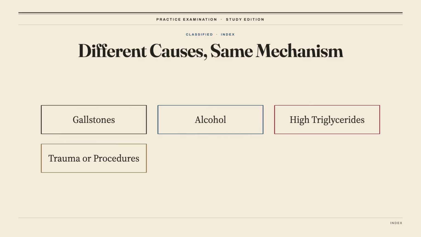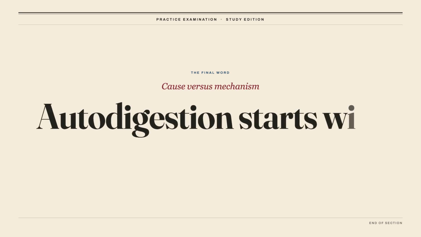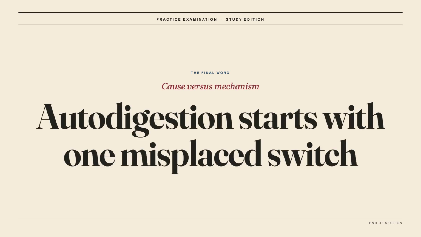Different doors, same room. Once autodigestion starts, nothing in the treatment arsenal can stop it, which is why care is supportive rather than curative. Remember that the inflammatory cascade and chronic fibrosis are separate later chapters, not this initiating event. Trypsin activation inside the pancreas is always the first act.